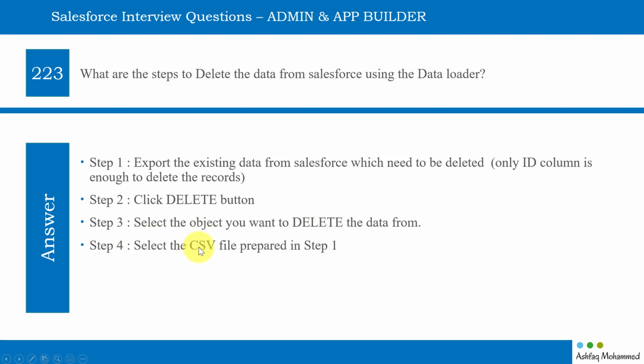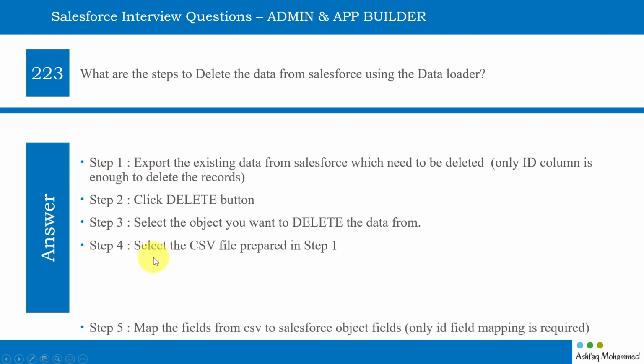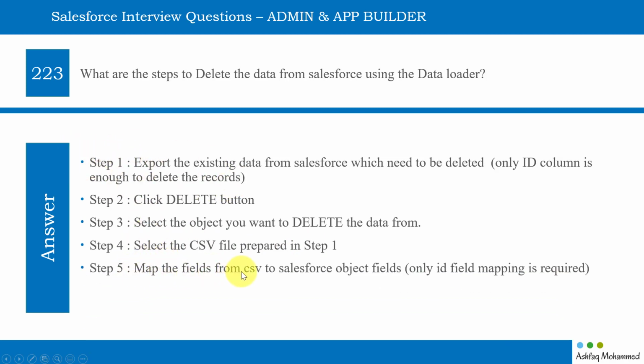Then select the CSV file prepared in step 1. Then map the fields from the CSV to the Salesforce object, which is only the ID field. If you click auto map, the ID will automatically be mapped to the ID. And then click on the finish button.